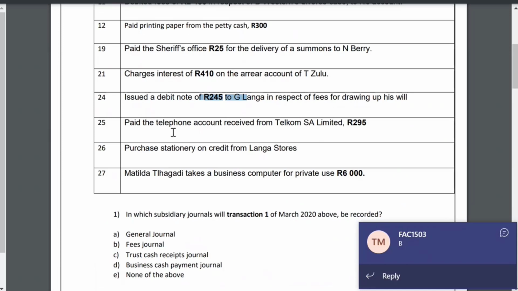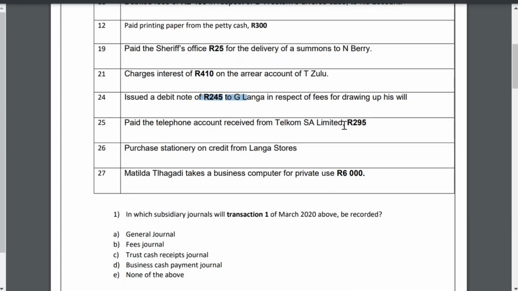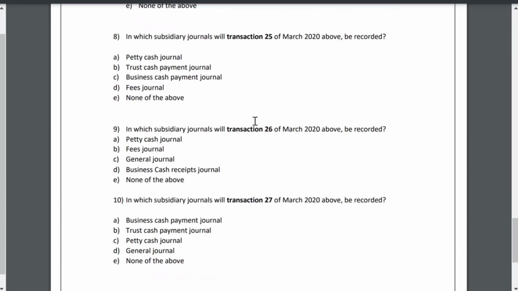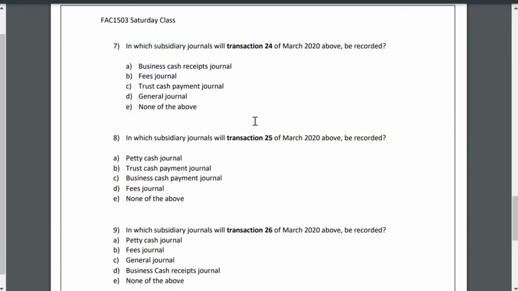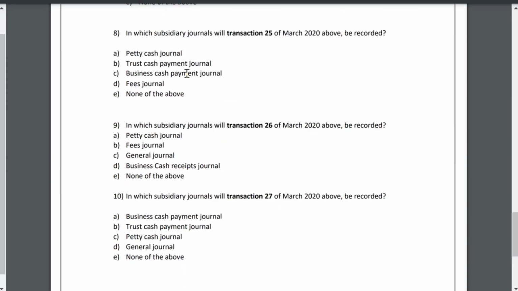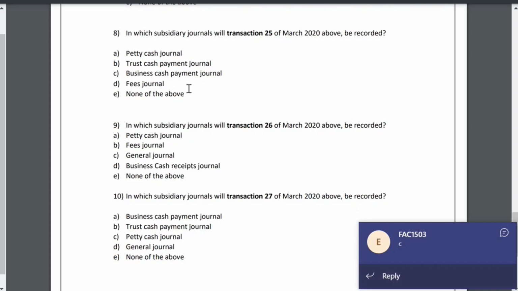Transaction number 25: paid the telephone account received from Telkom SA for 295. The options are Petty Cash Journal, Trust Cash Payment Journal, Business Cash Payment Journal, Fees Journal, or none of the above.